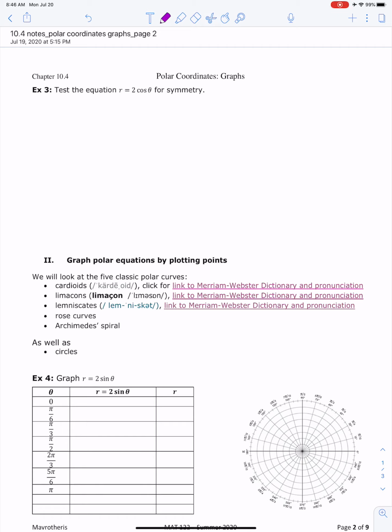10.4 notes, polar coordinate graphs, page 2. So now we're going to do the same thing we did just a minute ago, except we want to check or test the equation r equals 2 cosine theta for symmetry.